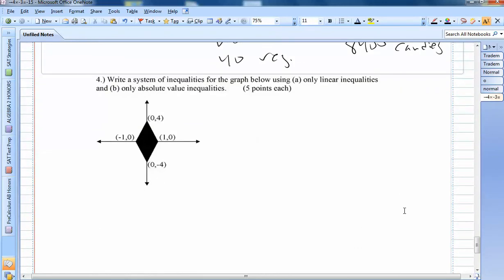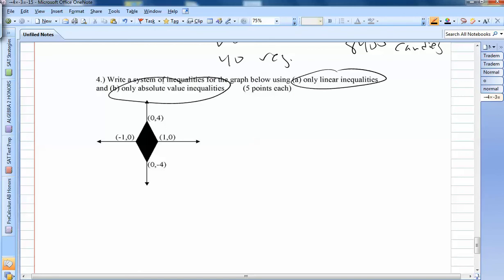Okay, last problem. For this one, we want to write a system of inequalities for this graph only using linear and only using absolute value. So for part A, we're going to draw 4 lines, and I'm going to label them like you see here and here.